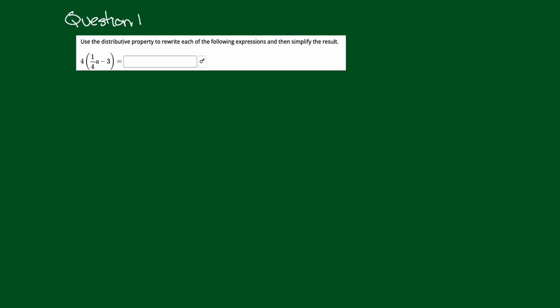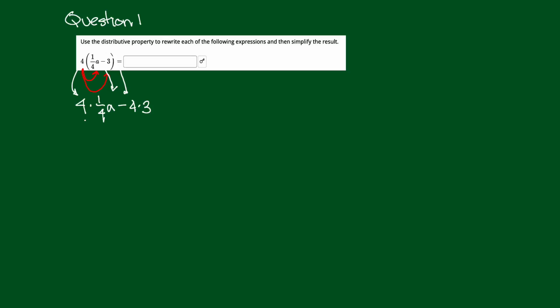So what I'm going to do is take 4 times the 1/4 a, and then minus 4 times the 3. So let's do that. It's going to be 4, that 4 right there, 4 times 1/4 a, and then we've got this minus sign right here, minus, and then the 4 times that 3.